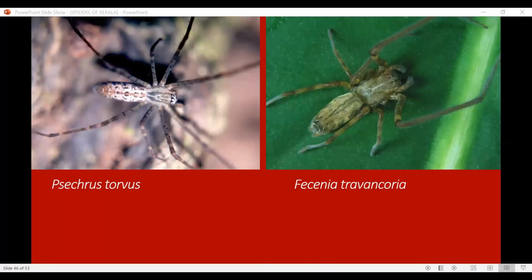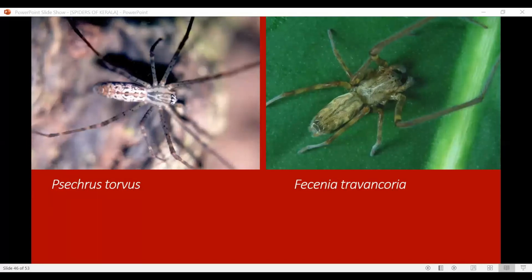You can usually find this web in forests below the large buttress roots of big trees. Or if you go to the forest, on some trees there will be a hollow area below their bark. In that hollow area, you can usually see this Cycrus torvus. And Phaecynia are present in many areas. I have found Phaecynia in my house also. But this one species is only present in several areas of South Kerala.